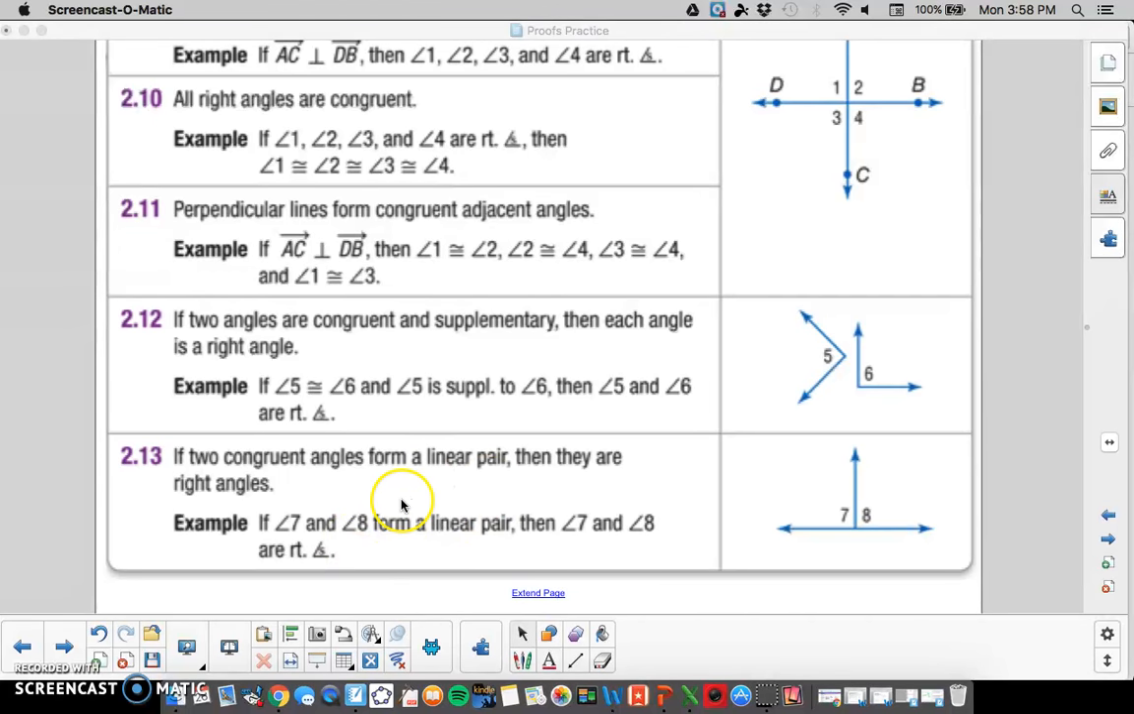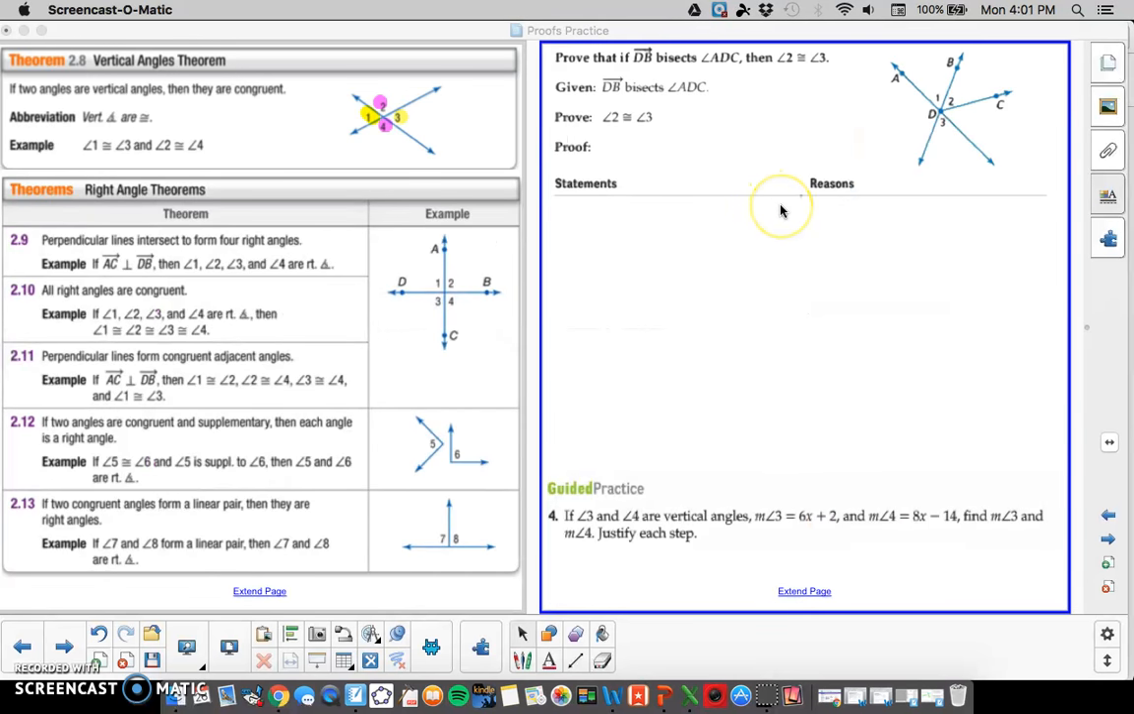And if two congruent angles form a linear pair, then they are right angles. So if we know that 7 and 8 form a linear pair, and they're congruent, then we know they have to be right angles. All right, our last example, we have a proof where DB bisects angle ADC.